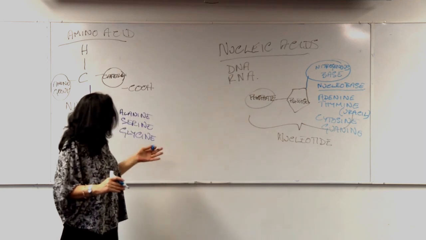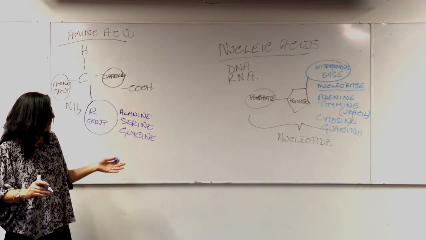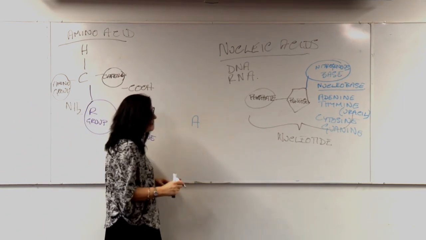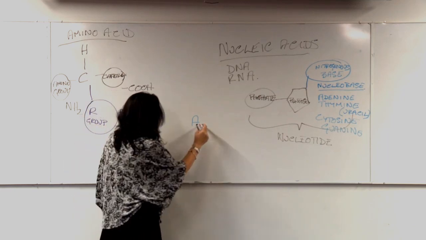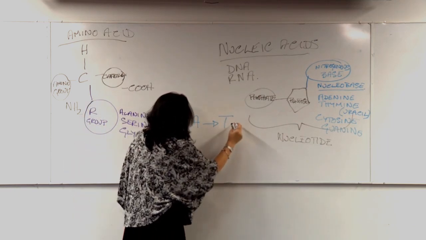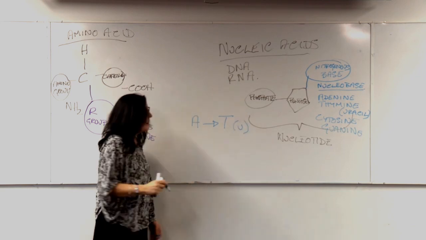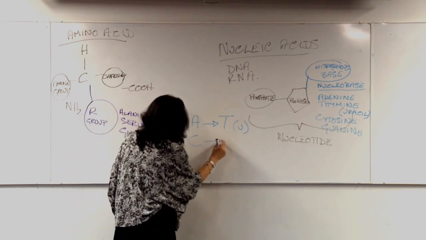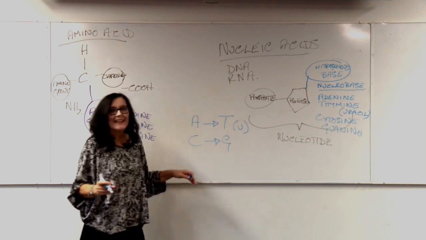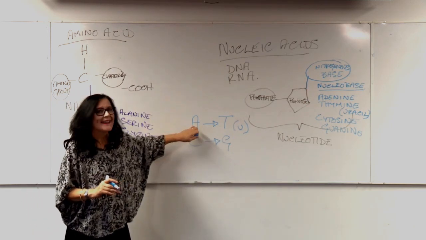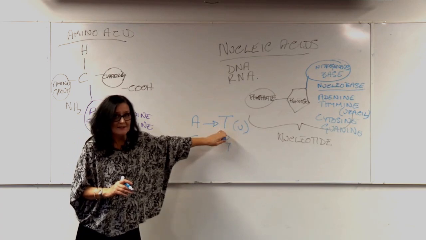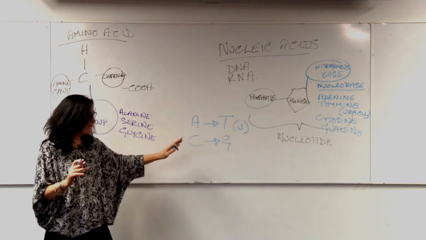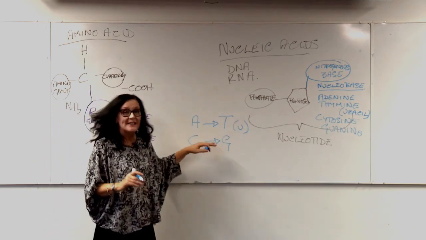Now these will pair in specific ways. Adenine only pairs to thymine or uracil. Cytosine only pairs to guanine. An easy way to remember this: spiky letter binds to spiky letter, curly letter binds to curly letter. Just easy to remember that way. So these only pair in this way.